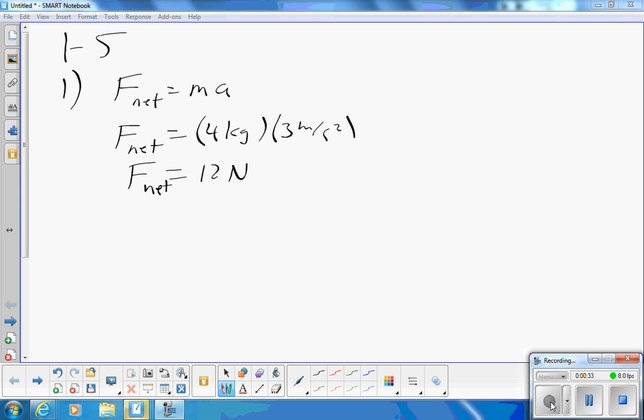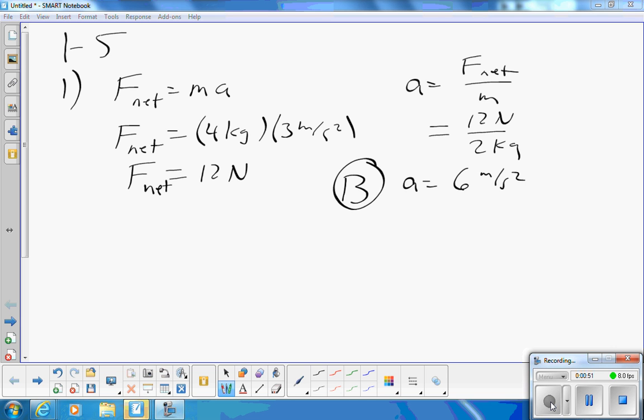Part 2 of the question, the same unbalanced force will give me what acceleration for the other object? F net over m. I have 12 newtons divided by the new mass, which is 2 kilograms. And I get an acceleration of 6 meters per second squared, which is choice B. Number 2.